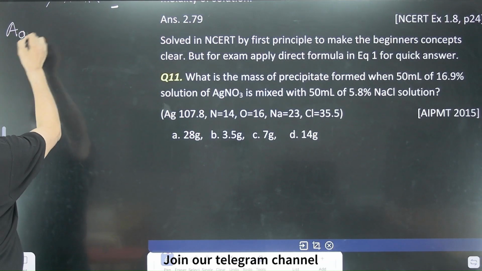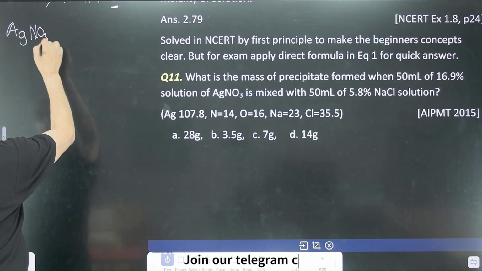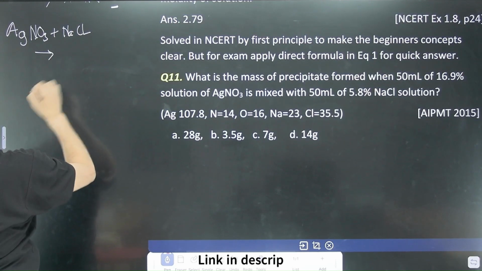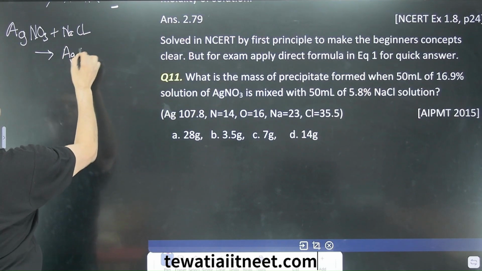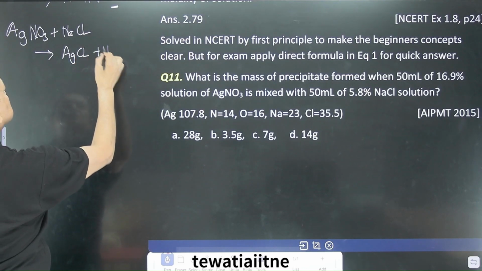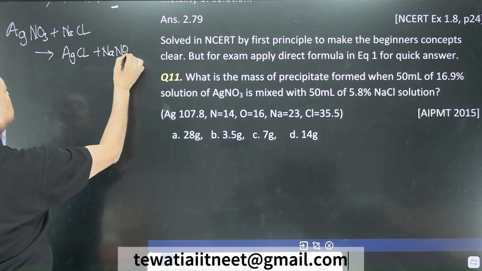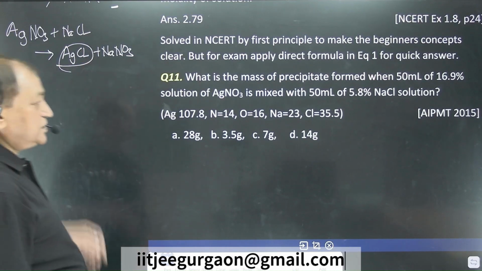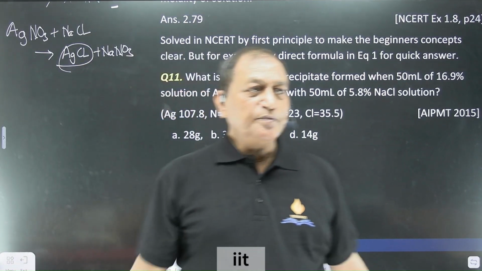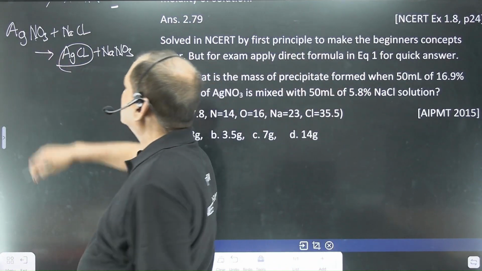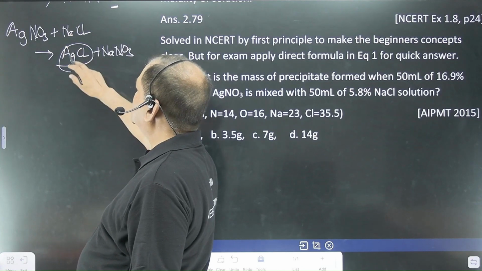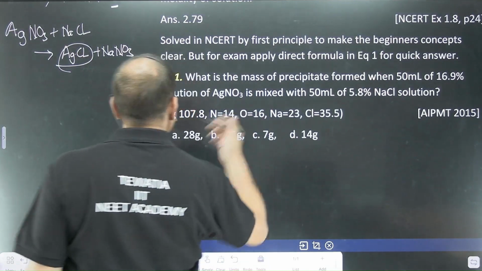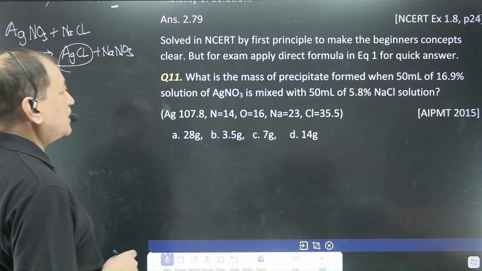AgNO3 plus sodium chloride. It makes the equation AgCl plus sodium nitrate. So we have to calculate the weight of this AgCl. This is the simplest equation. 1 mole of this, 1 mole of this gives 1 mole of this and 1 mole of this. So 1 mole of this is of the silver nitrate.